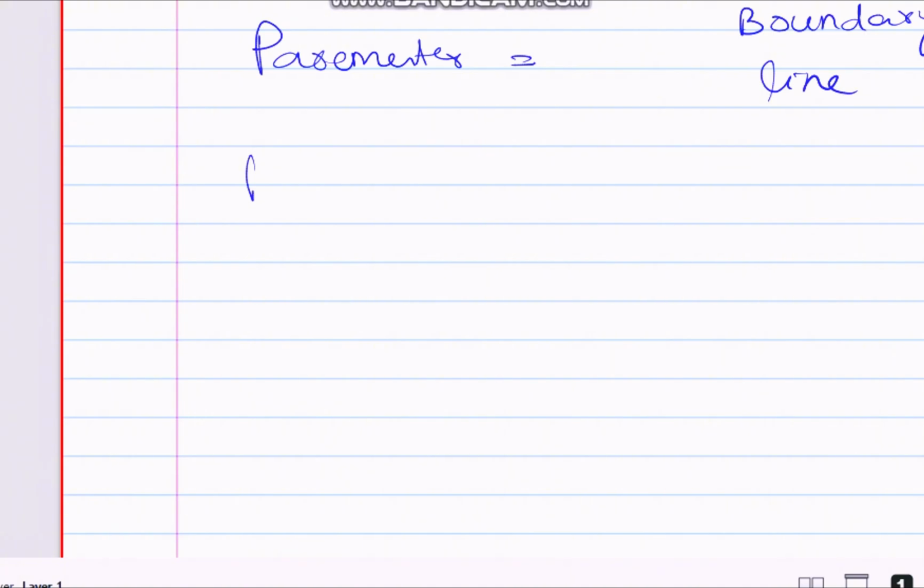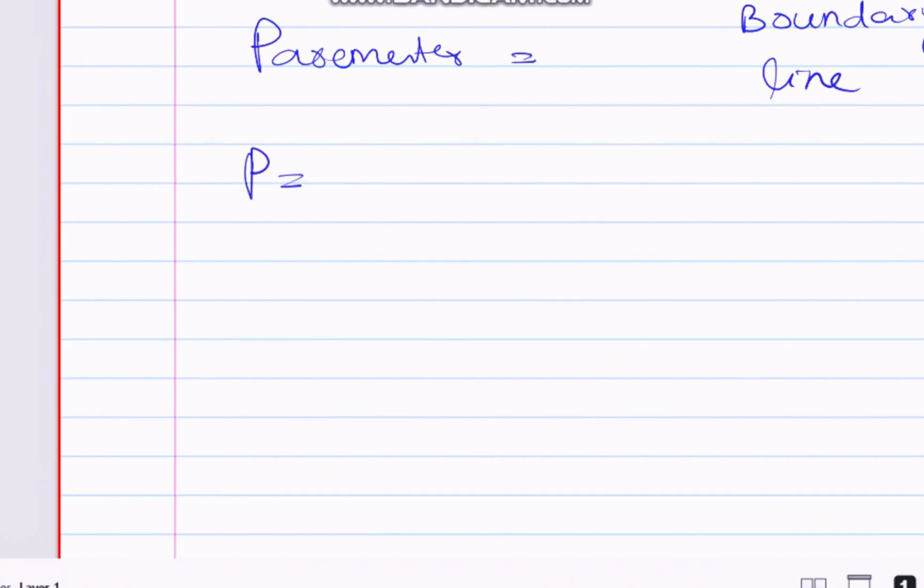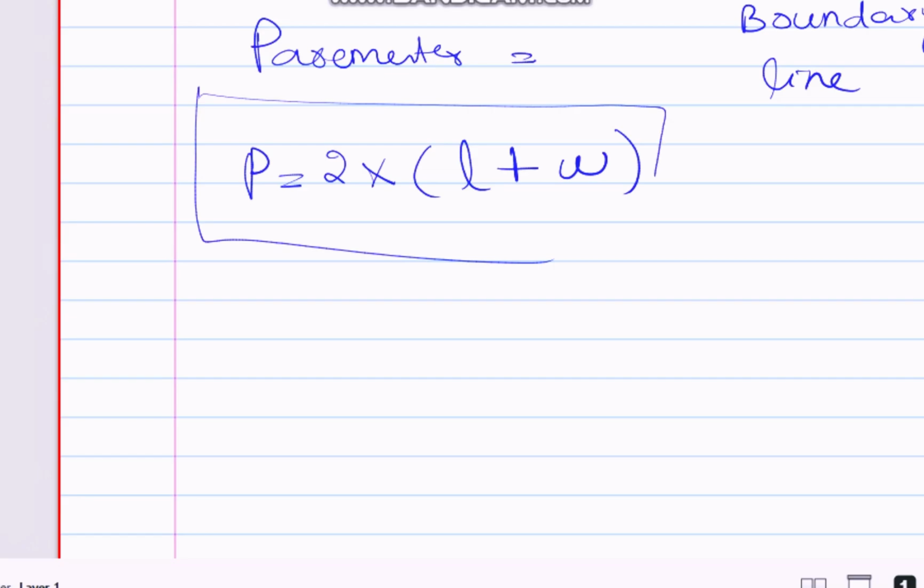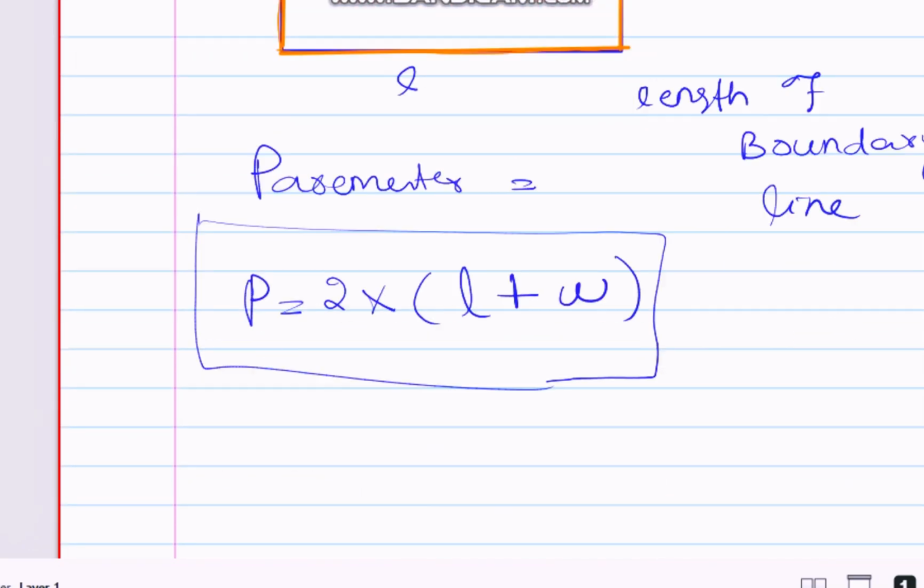Now what is the perimeter? P is equal to 2 into length plus width. Sorry, it's basically plus, not multiplication. Sorry for that. It is 2 multiplied by length plus width. This is the formula of the perimeter. It's a very interesting thing. So we have discussed the perimeter. Now let me draw the line and we will study another thing.